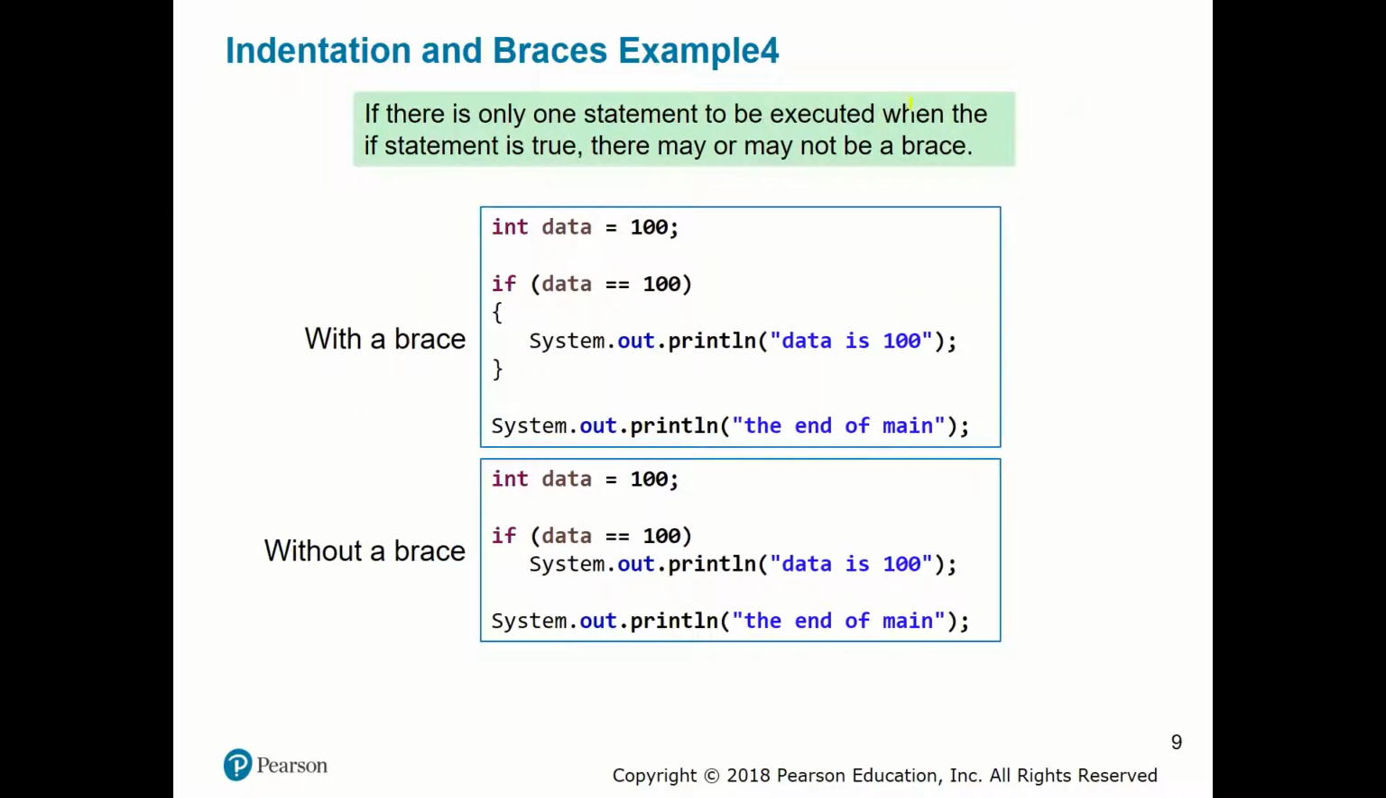If there is only one statement to be executed when the if statement is true, then there may or may not be a brace. Here, only this statement is related with this if statement. Because we have a brace, it is very obvious. But if there is no brace like this, then only one line will be executed by this if statement. So if there is only one line in the if statement, then you can have a brace, or you don't have to have a brace. But if there are two or more lines in the if statement, then you must have a brace.